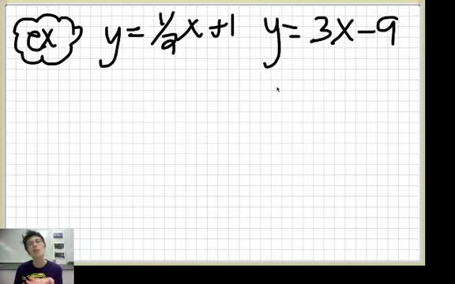3x minus 9. I could graph this, but it has a minus 9, so I'm going to have to go all the way down to negative 9 and put my first point. This is going to be a big graph. I don't want to graph it. So if I don't want to do that, let's go straight to the equal values method. Pause the video and try it. Go straight to solving for x and y.